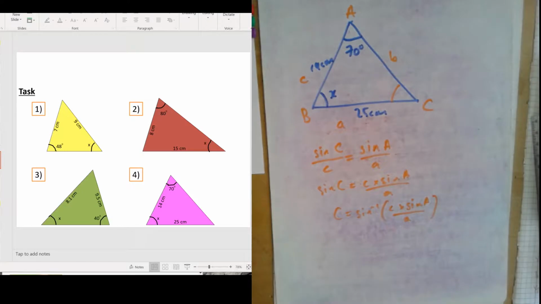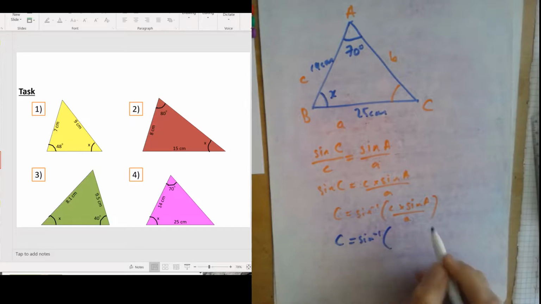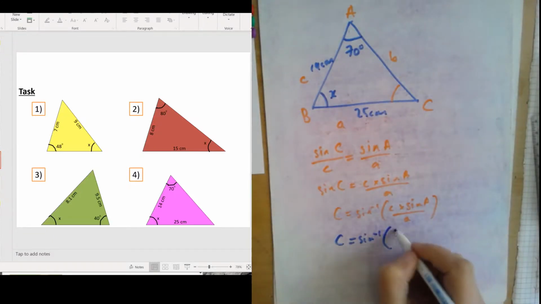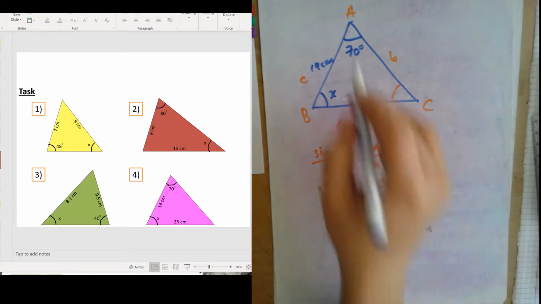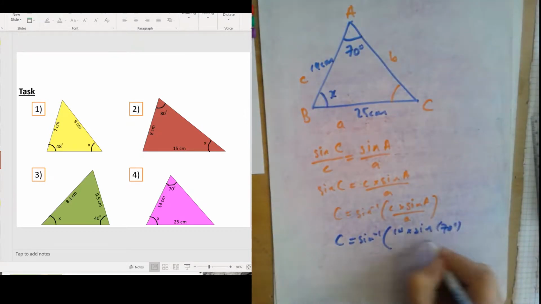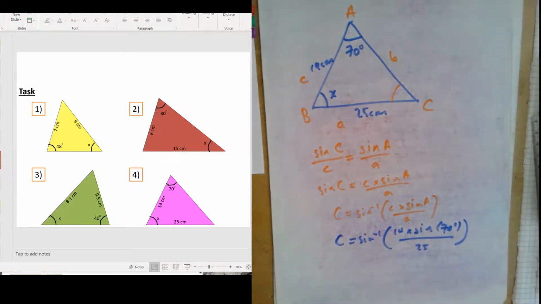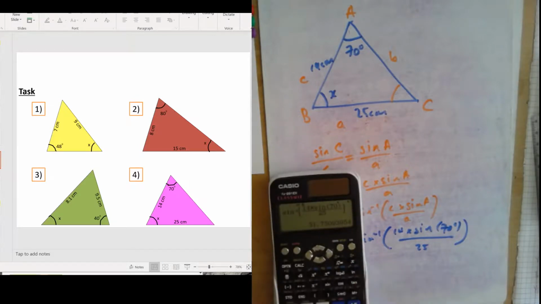And now input those values. So C is just going to stay as C. Inverse of sine is going to stay as that. Little c will be 14. And then the angle of A is 70 degrees. And then small a is 25. Okay, now pop it into the calculator. So I've got 14 times sine 70 over 25. Okay, so that's the angle you should come up with.